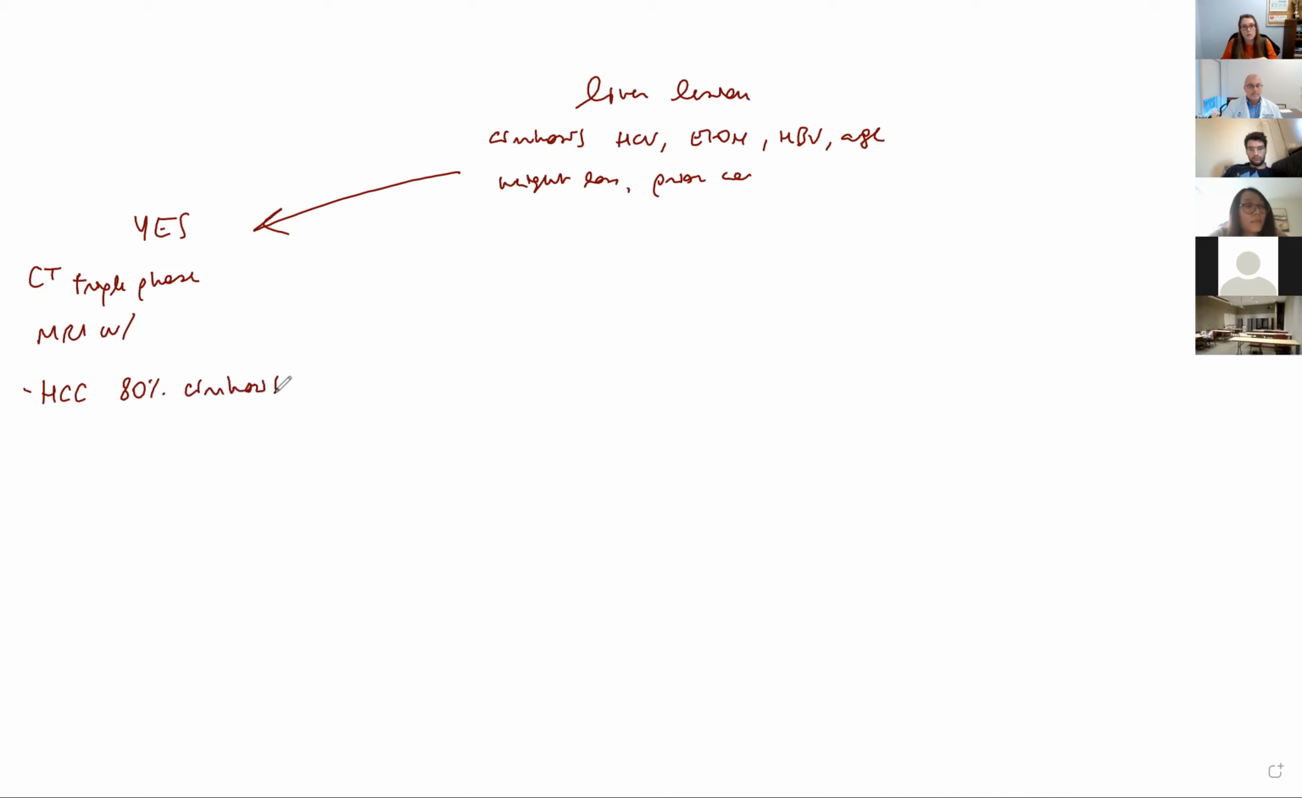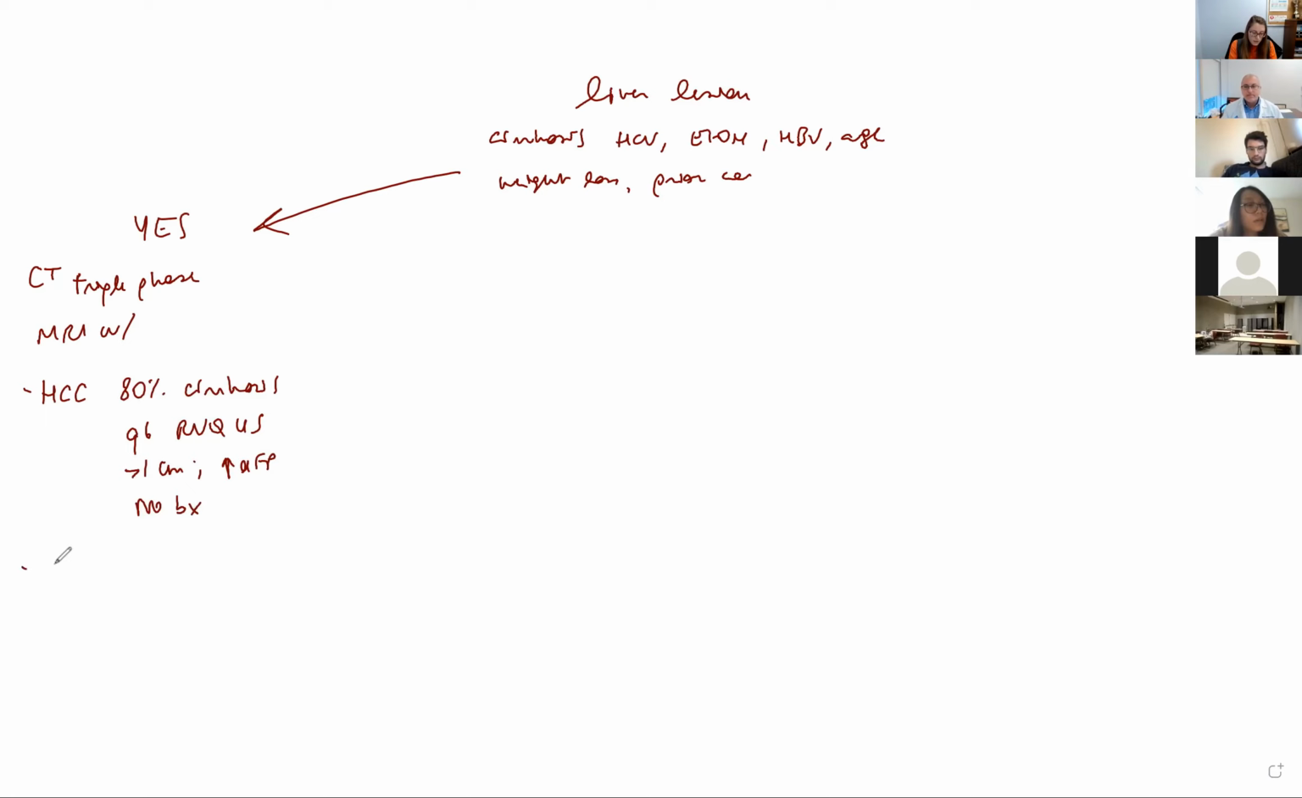And that's why patients with cirrhosis go through surveillance every 6 months. They actually have a right upper quadrant ultrasound. And if there's a mass that's more than 1 centimeter, or if they have an increase of the alpha fetal protein, they need to go and do a CT scan or an MRI, because most of the time that mass will be actually HCC. And you do not need a biopsy. Most of the time, imaging will be enough for diagnosis.